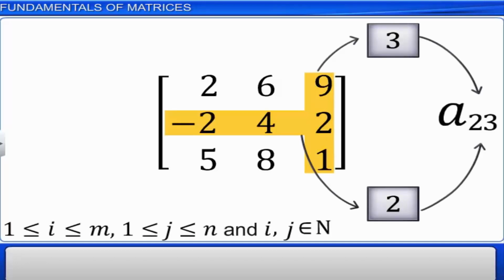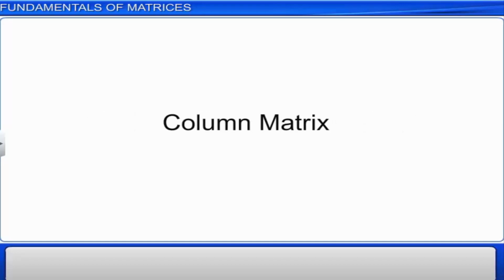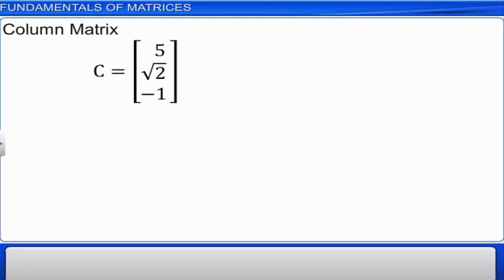The value of i varies from 1 to m. The value of j varies from 1 to n, where both i and j belong to the set of natural numbers. There are various types of matrices depending upon the elements present in the matrix. First, we will start with the column matrix. The column matrix consists of only one column. An example of a column matrix is shown here.